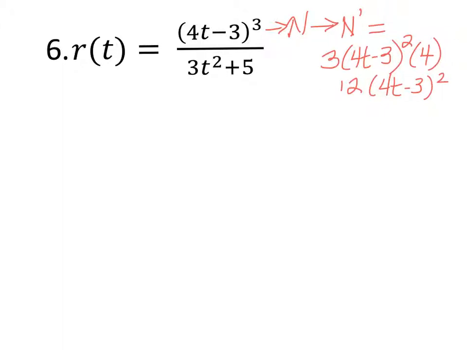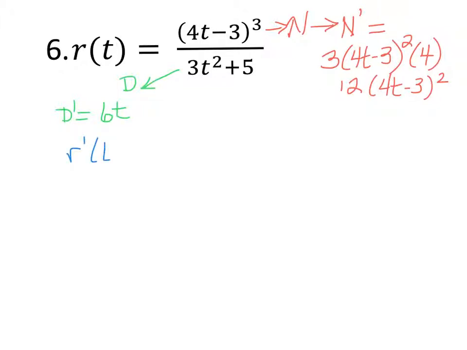And then our denominator is 3t squared plus 5. So our denominator's derivative is going to be 6t. 3 times 2 times t to the 2 minus 1, so that's 6t. And so then we'll proceed with our quotient rule.